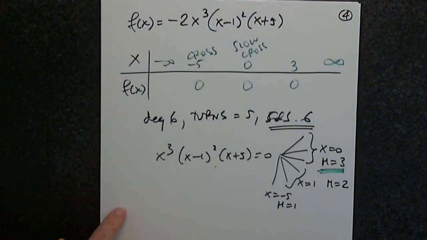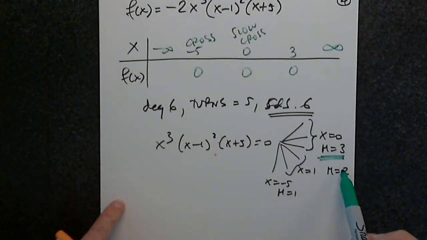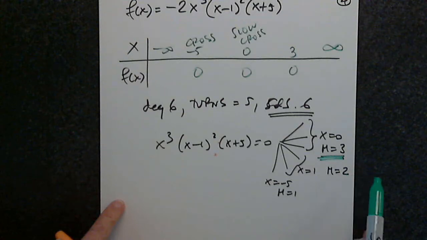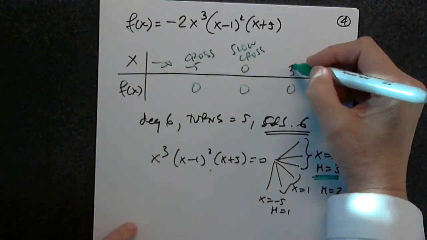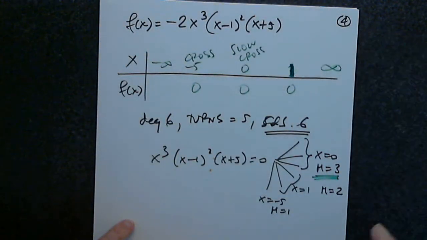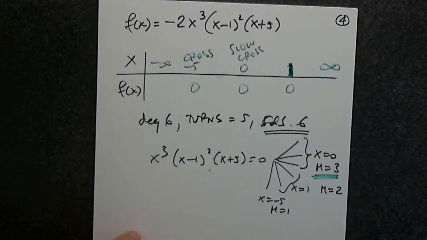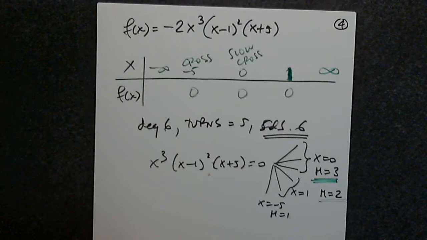And what does it do at 1 comma 0, where the multiplicity, how did I come up with 3? I'm inventing stuff. Okay, so at 1 comma 0, multiplicity 2, what does the function do there? Even multiplicity. Turn.